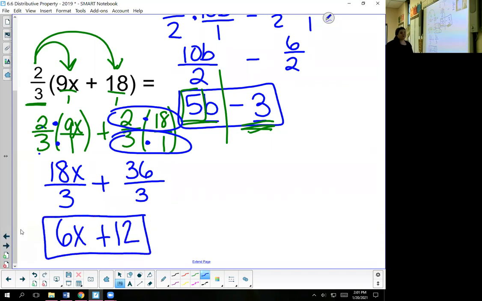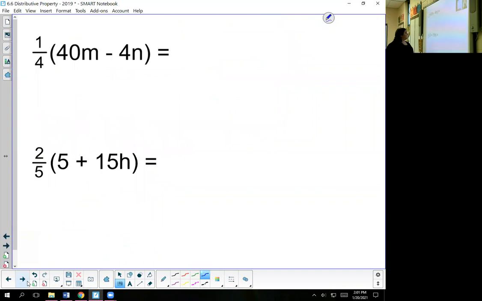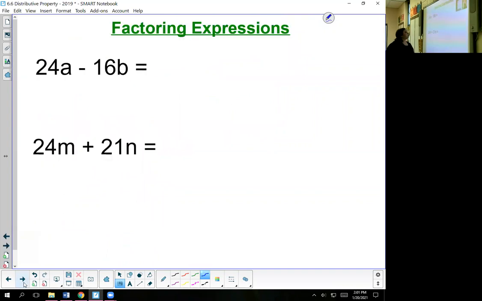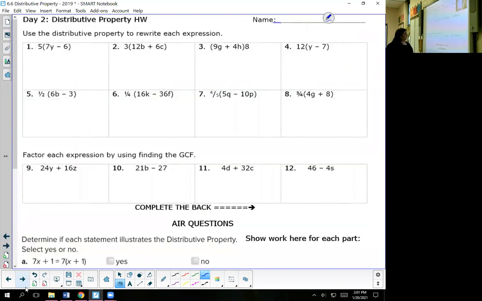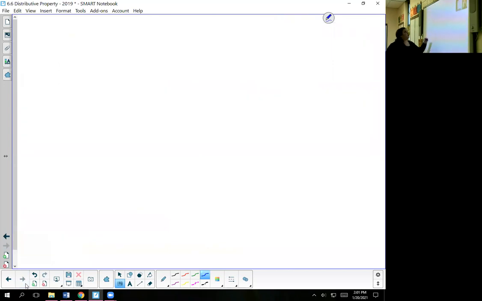Don't forget your variable, because if you forget it, you might make a mistake. There you go. Can I add those together? The answer is no. This has an X and this does not. Okay. So there's more practice here. The only other thing that I could have is a problem like this. I'm going to use a fraction again.